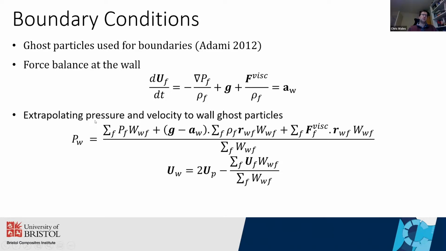So going through extrapolating in the SPH form, the pressure at the wall is given by this expression here. So we have the pressure of the fluid particles, acceleration of the wall, acceleration of the fluid particles, and then a viscous term there, over the kernel summation. And then we also extrapolate the fluid velocity to the wall velocity, and this is the prescribed velocity of the wall component.